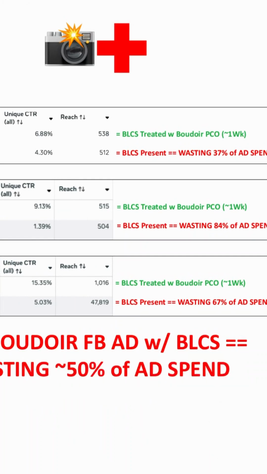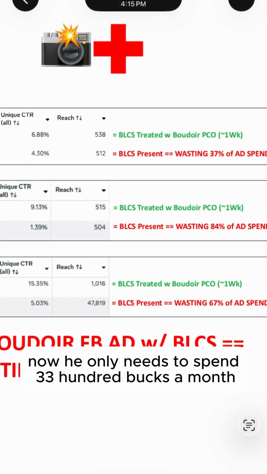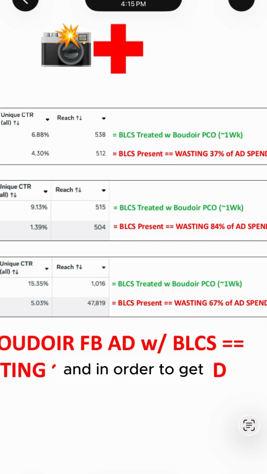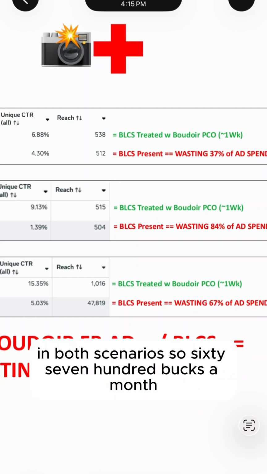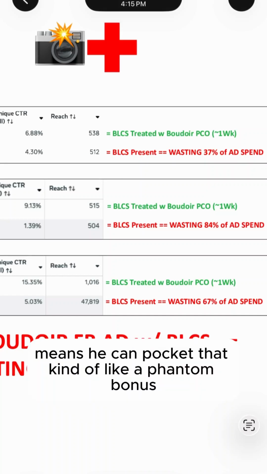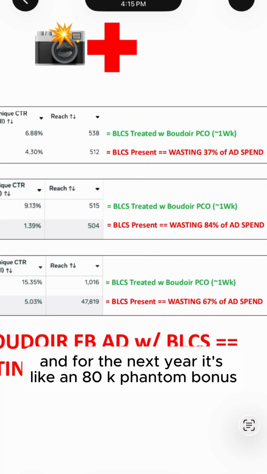So if he was spending 10 grand a month on the original Boudoir Facebook ad, now he only needs to spend 3,300 bucks a month on the Boudoir Pico treated Facebook ad to get his ad into the same number of women's brains in both scenarios. So at 6,700 bucks a month he no longer has to spend, that means he can pocket that, kind of like a phantom bonus every single month. And for next year, that's like an 80K phantom bonus.